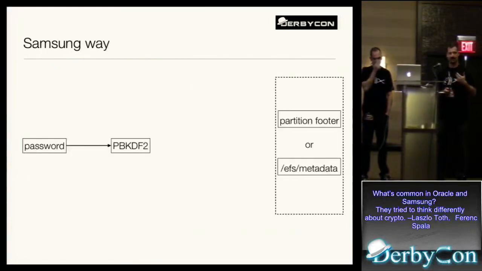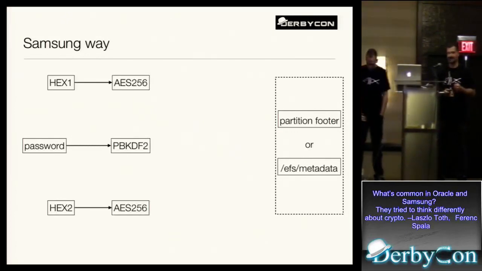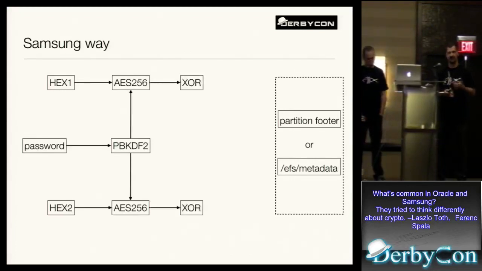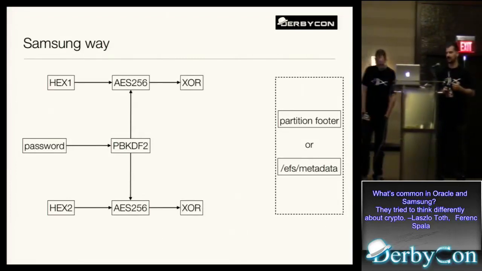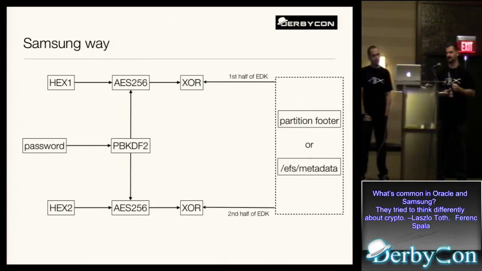In the case of Samsung, the basic idea is the same. A password-based key is used to encrypt the actual encryption key, and the result is stored in the partition footer or in a file. The difference starts here. There are 2 hex constants. They are AES encrypted with the key derived from the password. There are 2 XOR operations. The first operands are the results of the AES encryption. The second operands are the first half and the second half of the encrypted disk key. The clear text key is the concatenation of the XOR results.